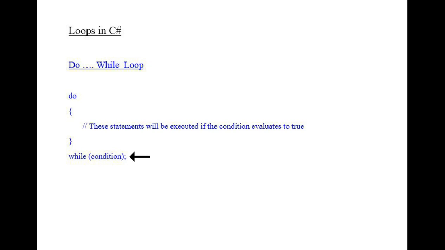If this condition is false, then the code will not loop back, and it will simply continue past the do while code and execute any statements that exist after that. If, however, this condition is true, then the code will loop around, and the code within the curly braces will then get executed again before the condition is evaluated again. So that is the do while loop in C#.